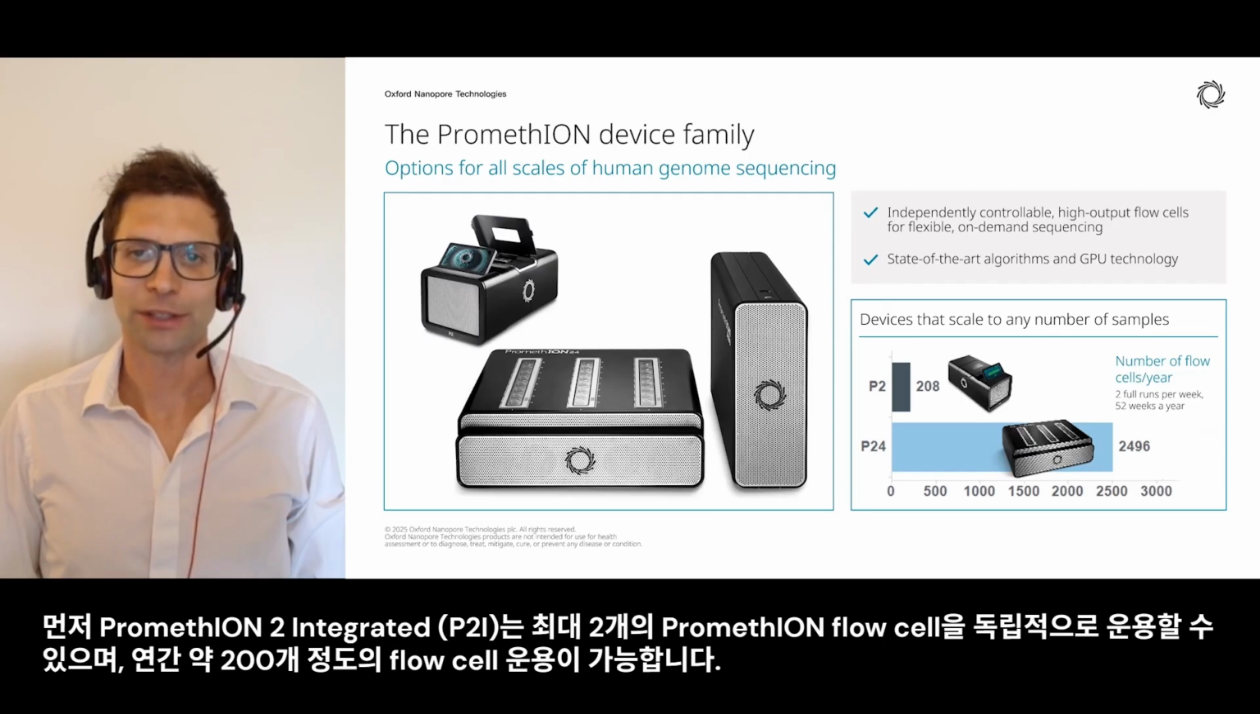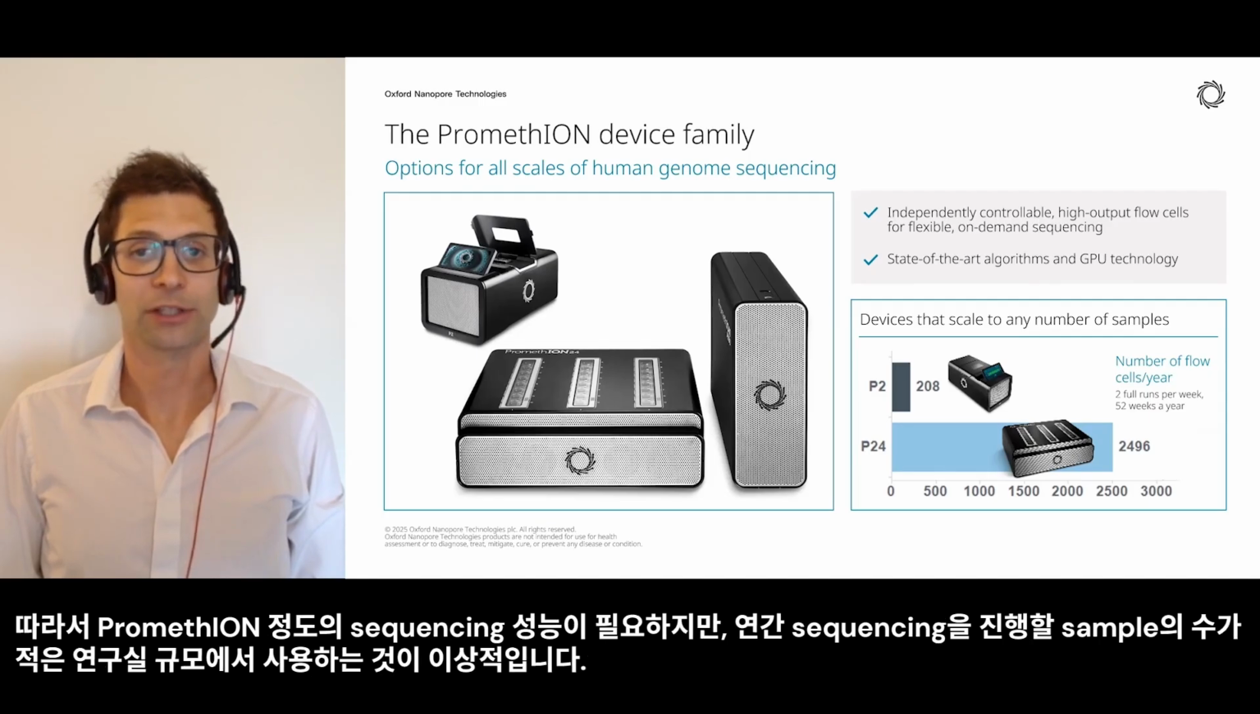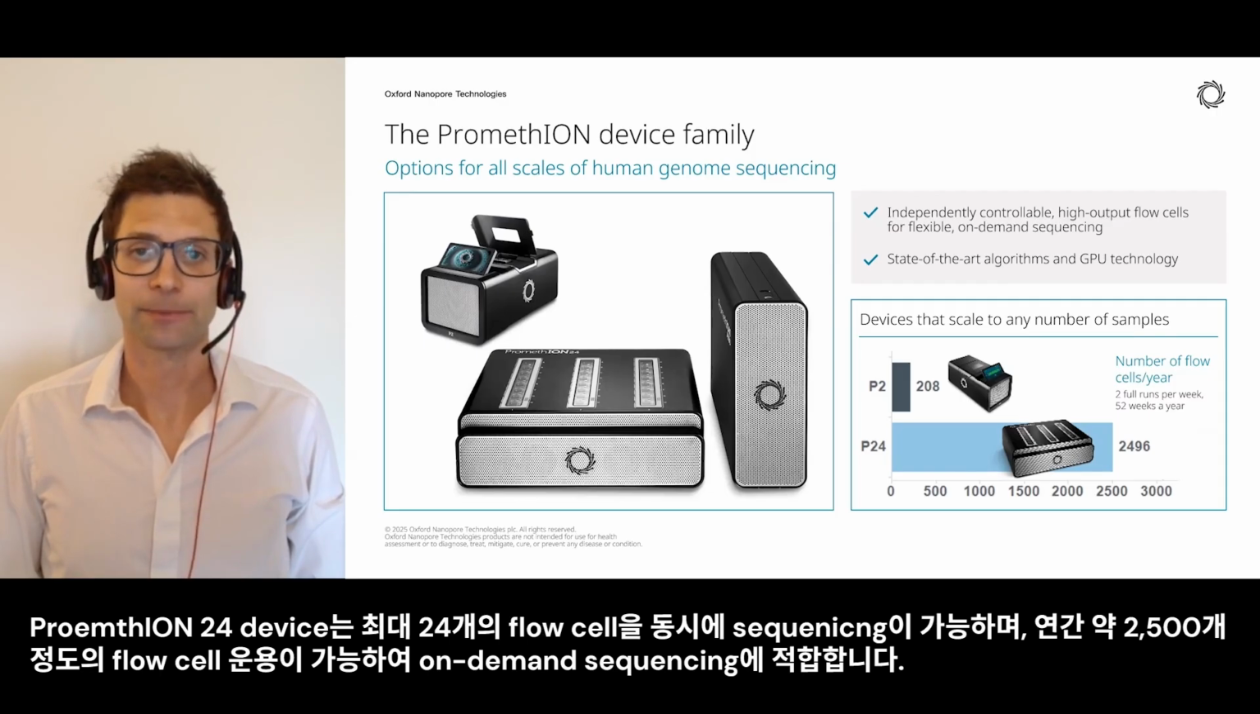The PromethION 2 integrated device enables sequencing on up to 2 independent flow cells and can run around 200 flow cells per year, making it ideal for labs looking for PromethION scale sequencing for smaller sample throughput requirements. Scaling up, the PromethION 24 enables sequencing on up to 24 flow cells at once, producing a capacity that reaches around 2,500 flow cells per year, making it the best choice for high throughput on-demand sequencing.